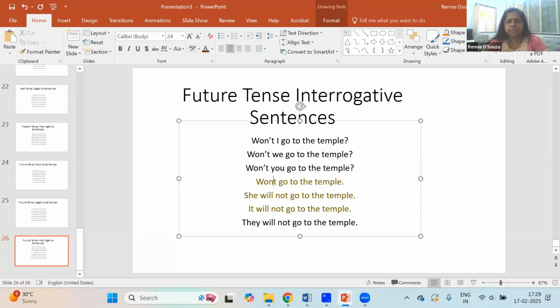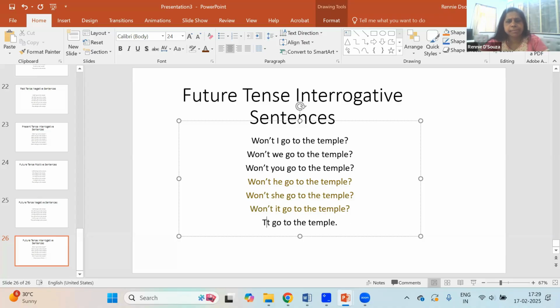Won't I go to the temple? Won't he go to the temple? Here also, irrespective of he, she, it, or first person, second person, or third person, the subject remains the same as the helping verb here is will. So the question will be formed as will not I, or won't I, won't he, won't you, won't we, won't it, won't they. Alright?